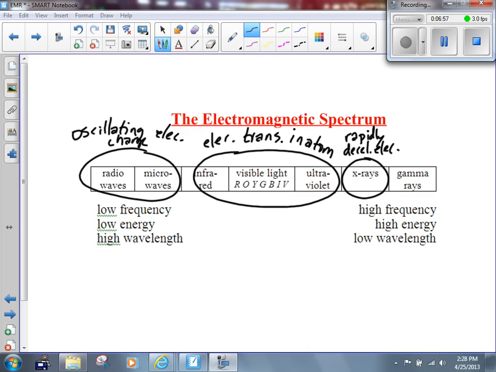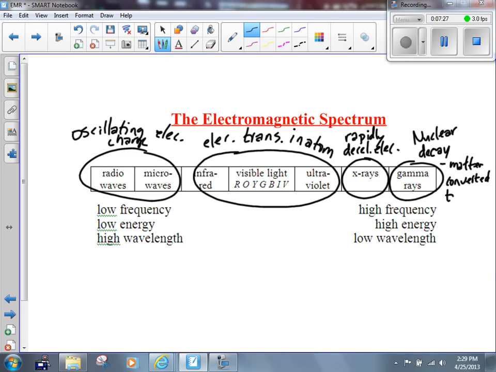Gamma rays are produced by nuclear decay. Nuclear decay can consist of radioactivity, nuclear fusion, nuclear fission. Any nuclear process basically is part of nuclear decay. Any situation where we have matter, mass, converted to energy. When matter is converted to energy, that energy goes off in the form of a gamma ray photon.